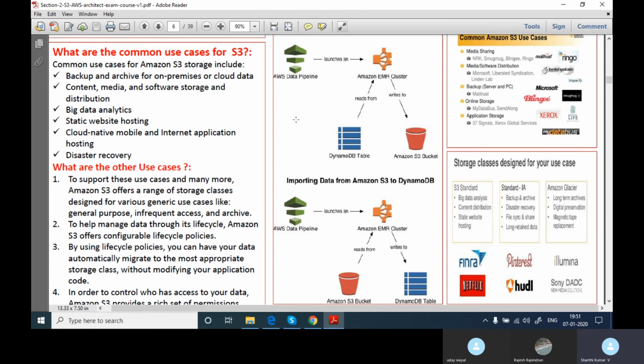So DynamoDB is a database table. Basically, it needs to pull the updated data. So let us say Data Pipeline is sending to the EMR cluster, then the EMR cluster is distributing to S3. Then from S3, on a need basis, the DynamoDB table will pull the data. So this is one scenario. Another scenario we'll see.